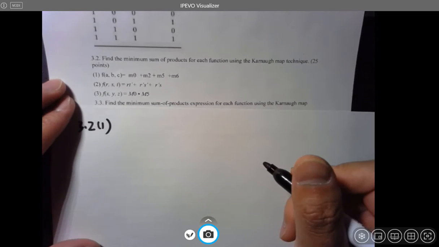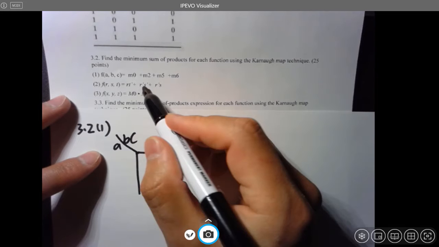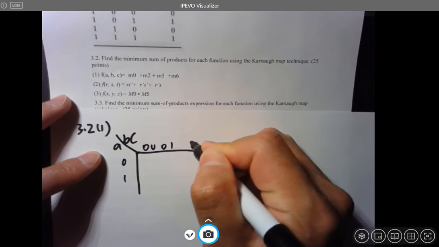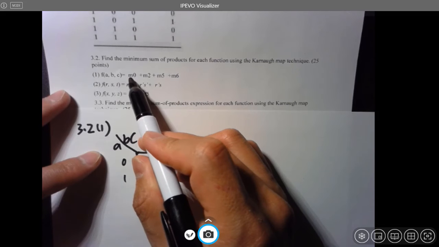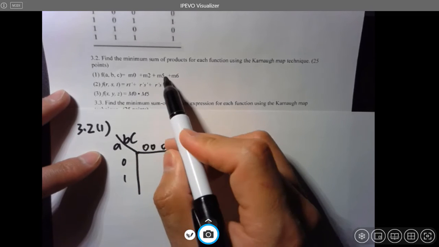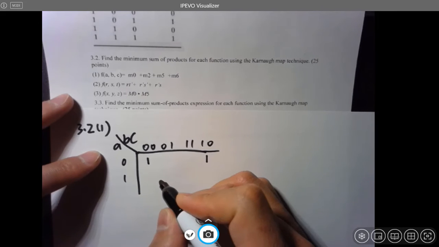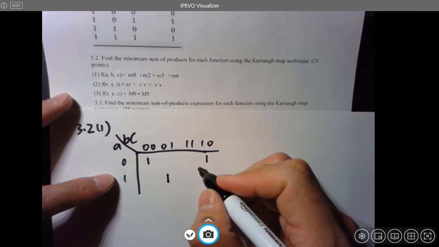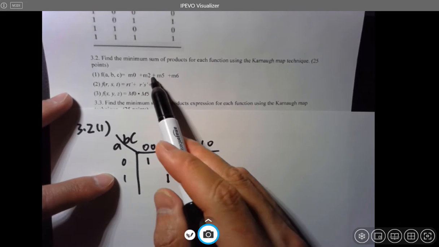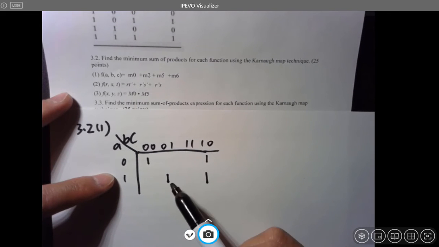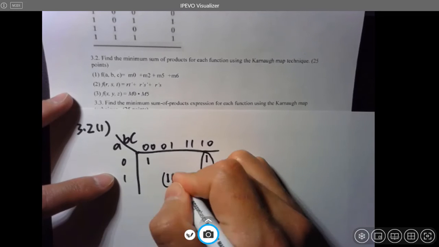3.21. A, B, C, 0, 1, 0, 0, 0, 1, 1, 1, 1, 0, 0. These are minterms because it's a lowercase m, so it's going to be 0, 2, 5, 6. Okay, is that right? 0, 2, 5, 6. Group these two, group this guy.